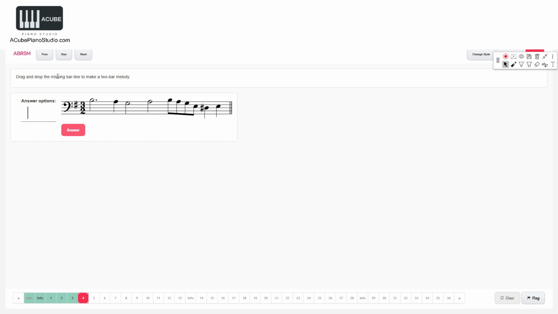Next, we are asked to drag and drop the missing bar line to make the 2-bar melody. So this is 3/2 time. 3/2 time is basically 6 crotchet beats or 3 minim beats per bar, depending on what you want to count in terms of. So let's count it in terms of crotchet beats. This is a dotted minim, so it's 3 crotchet beats. This is 1 crotchet, 2 crotchet beats. So by now, we have 3 plus 1 plus 2, which is 6. So the bar line should be here.